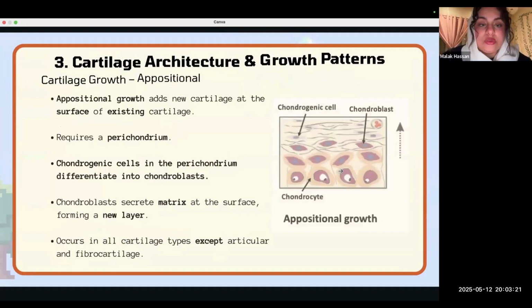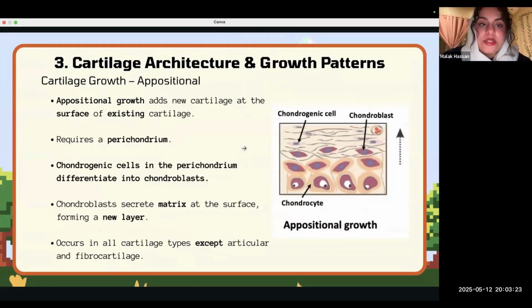Now, what is appositional growth? Okay, so appositional growth is basically when you have existing cartilage and then you just add cartilage on top. So new cartilage on top of the existing cartilage. Now, can this happen on its own? No, it needs a perichondrium. So by logic, hyaline cartilage can undergo appositional growth. Elastic cartilage can undergo appositional growth, but not articular cartilage, not fibrocartilage, right?